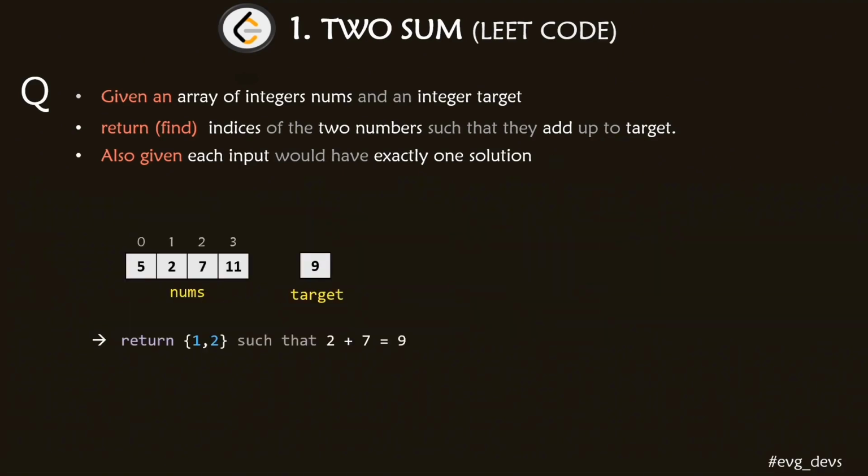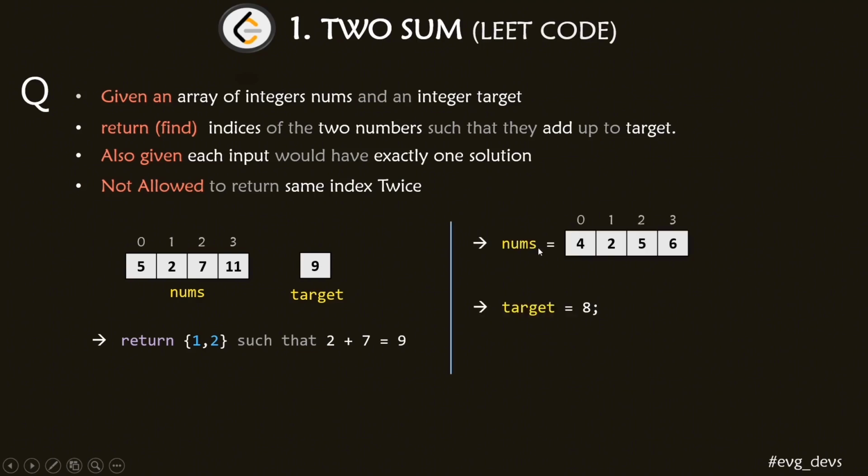They also give a condition that we are not allowed to return the same index twice. That means the values that we are returning may not be the same element. Let me take another example to understand why they gave this condition. Here in this example, the nums array is 4, 2, 5, 6 and the target is 8. Here the actual solution is 2 plus 6 equals 8. That means we have to return 1, 3. But if they didn't give this condition, we could also return 0, 0. That is 4 plus 4 equals 8. Of course, this satisfies our primary condition.